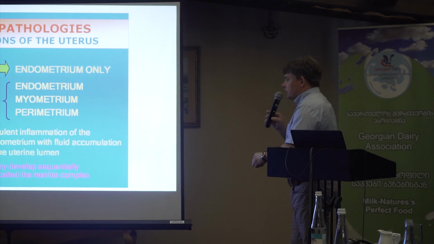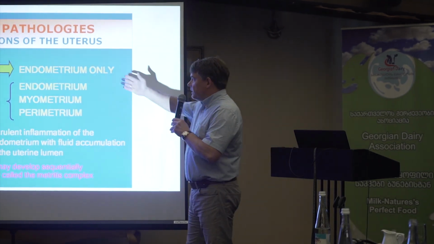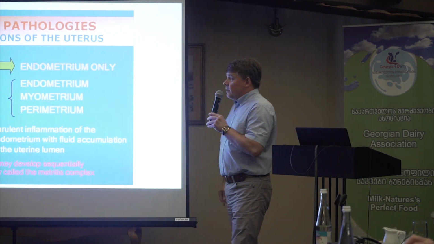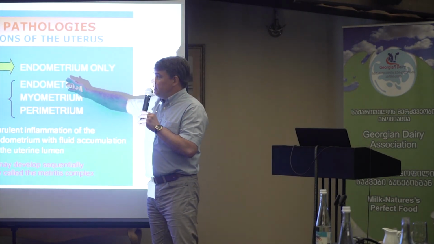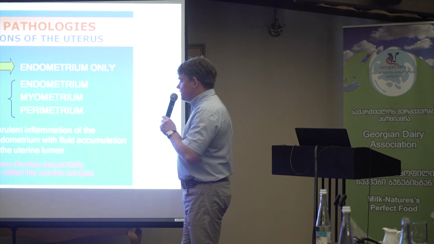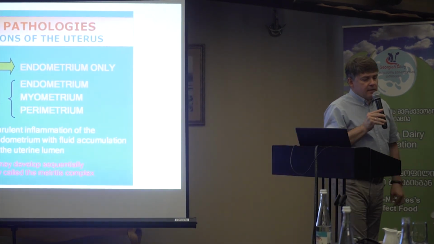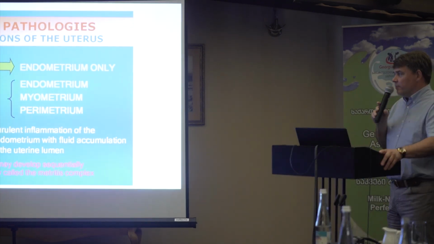But of course they can be related and may develop sequentially. If there is a metritis at the beginning, this metritis will go over to endometritis. And also this endometritis finally may develop as a pyometra.